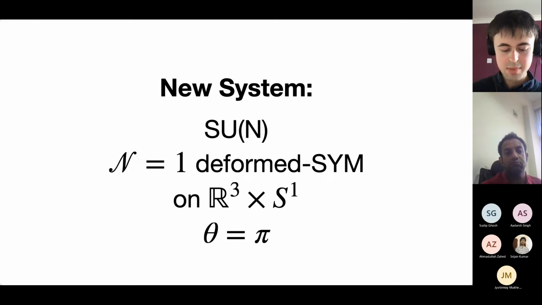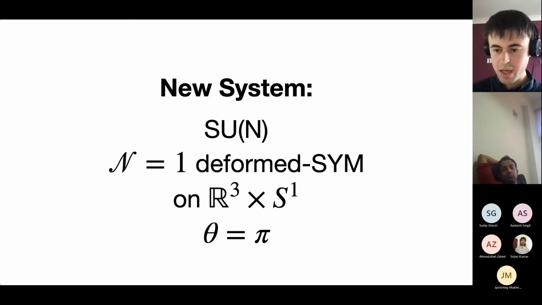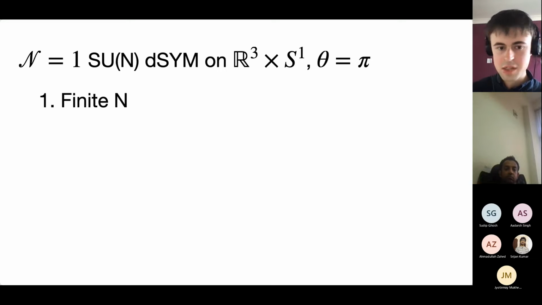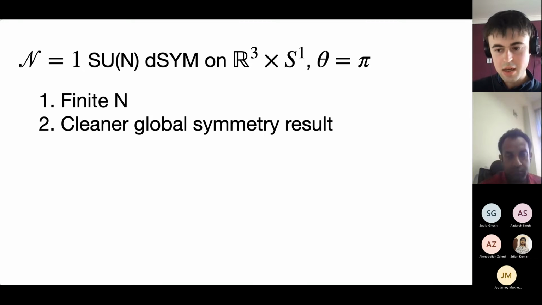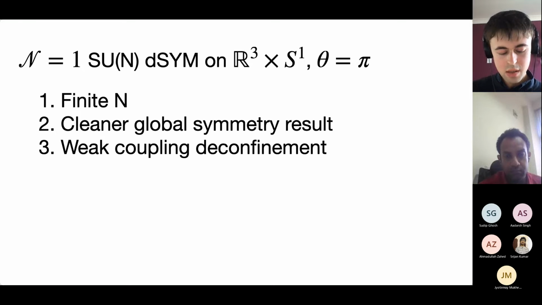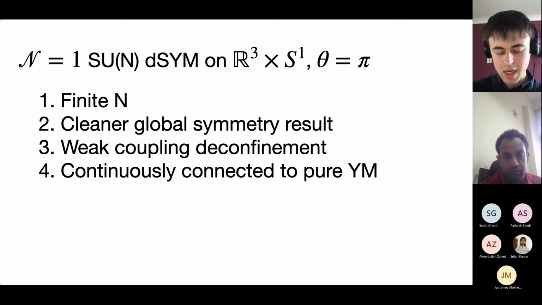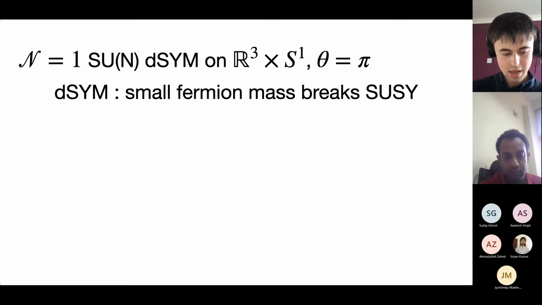Now we're looking at a second system, which is SU(N) supersymmetric Yang-Mills, N equals 1 super Yang-Mills, which has been deformed slightly in a way that I'll explain next. We place it on R3 times S1, and we also have the theta vacuum value of pi. The advantages are that we can finally start talking about finite N with this system. It gives a cleaner global symmetry result. The deconfinement transition happens at weak coupling, and it's continuously connected to pure Yang-Mills. I'll explain that just now.